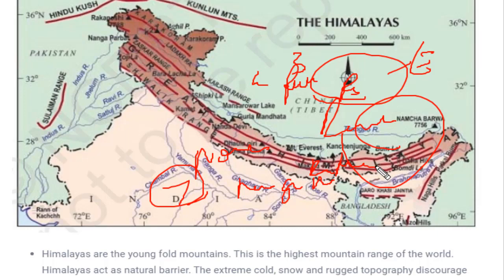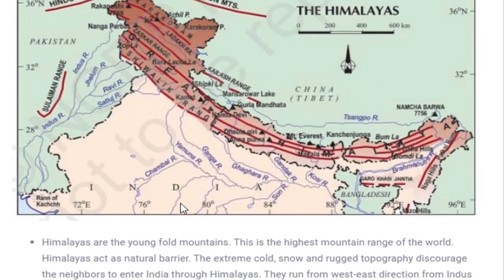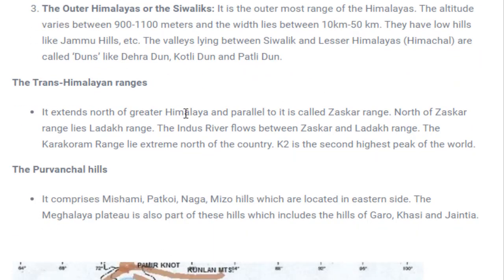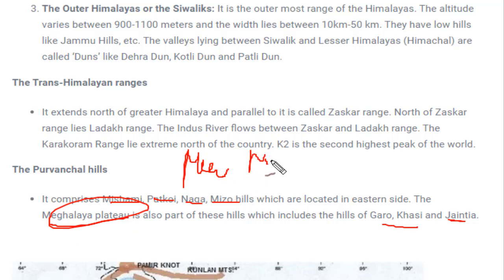So these are several hills which lie in the northeastern part, and they are called Purvanchal hills. Let's see what the important hills are. Over here we can see the important hills in the Purvanchal: Mishmi, Patkai, Naga, Mizo, Garo, Khasi, Jaintia. These lie in Meghalaya. Meghalaya is one of the 7 states from the northeastern part.